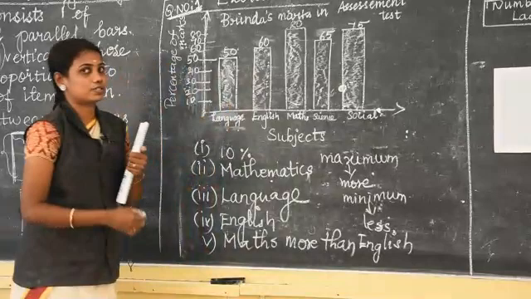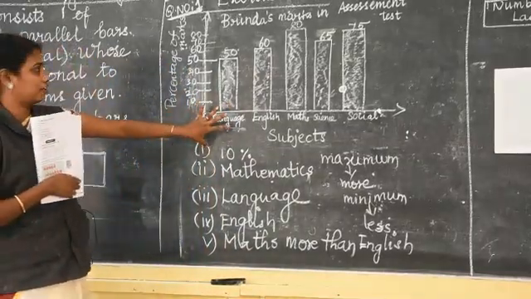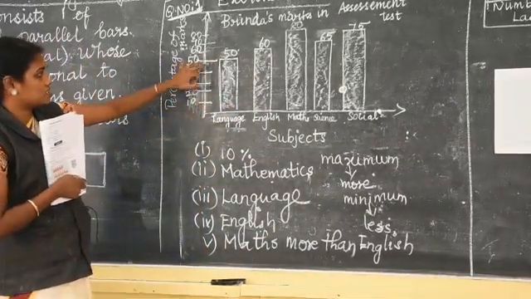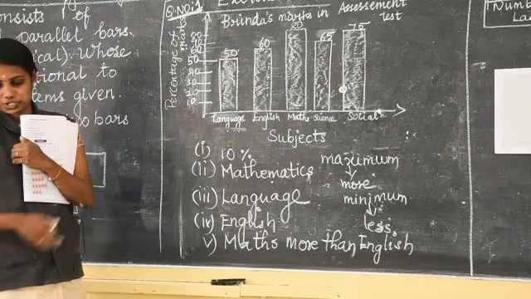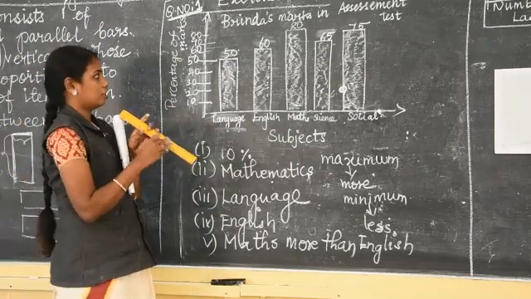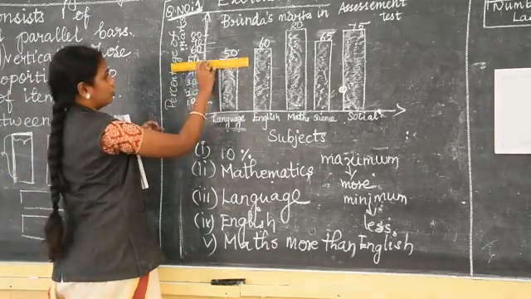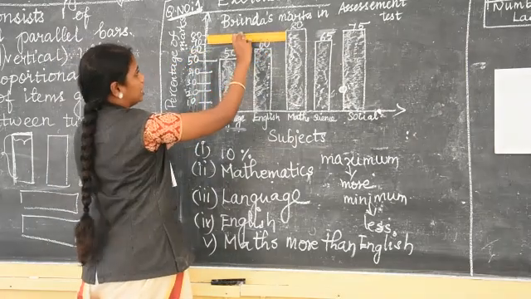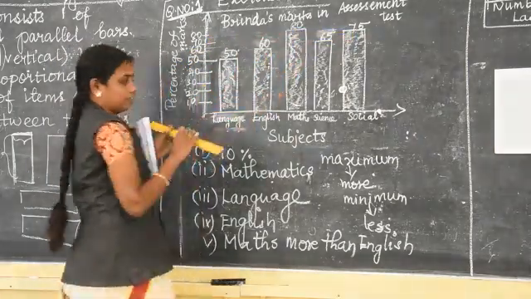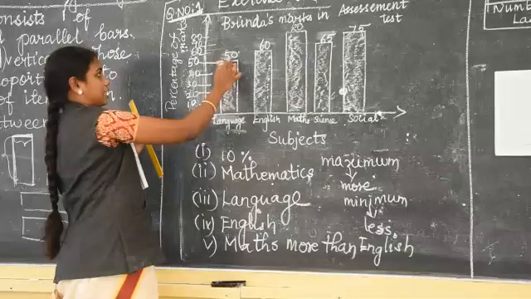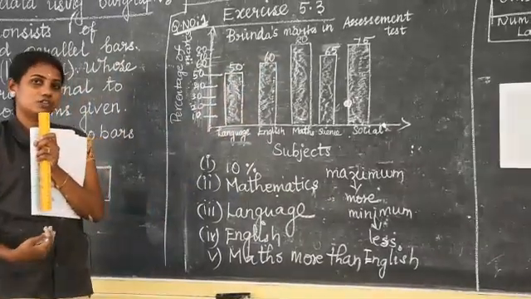Okay, clear? Observe the bar graph carefully. What is given, how much is given, find out, use your scale. Scale is very important. Use your scale and find out 50, 60, 80, 65, 75. Find out that and write. Then it is very easy to answer.